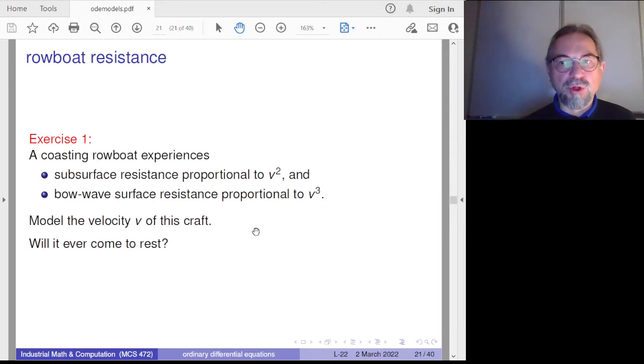So it's a rowboat, so you may imagine somebody in there rowing. So you can model this. You have the constant of the velocity that will probably be constant. Then set up the differential equation and formulate conditions on the constants here.